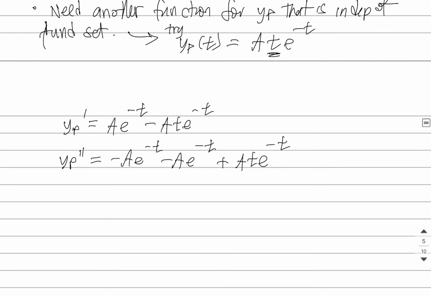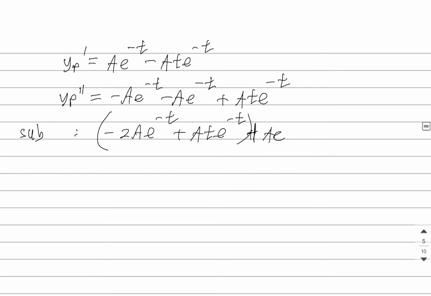You just have to go through and hammer out everything. So if I go ahead and do this, and I sub it into the DE, I'm going to get negative 2a e to the minus t plus at e to the minus t plus a, so this is y double prime, plus a e to the minus t minus at e to the minus t. This would be 7 e to the minus t. So when I do that, these very conveniently go away. That's great because there is no term over here on the other side that has t e to the minus t. So I need those to go away.